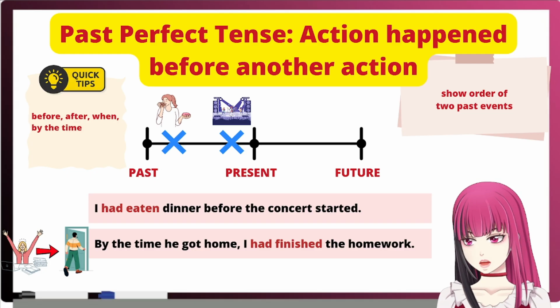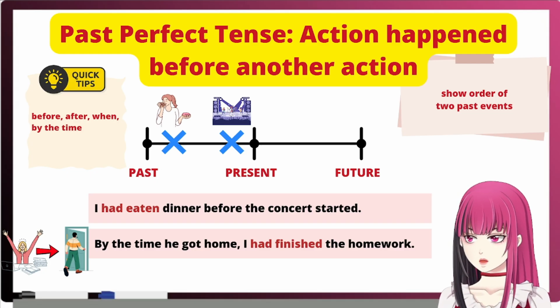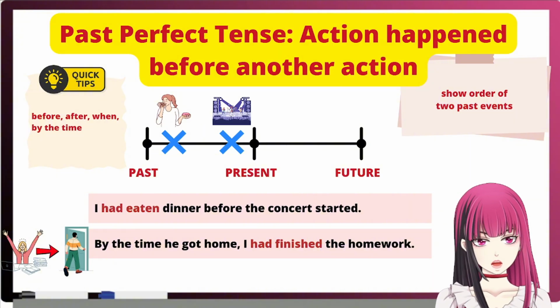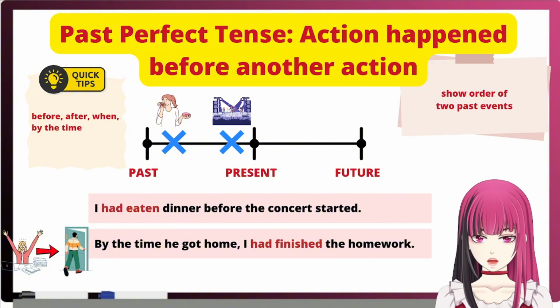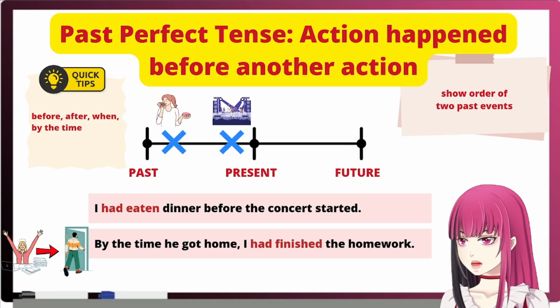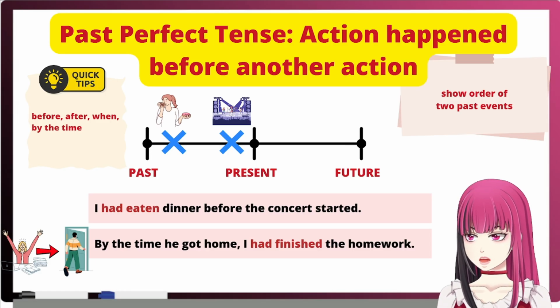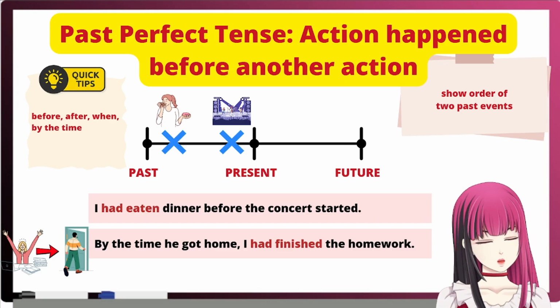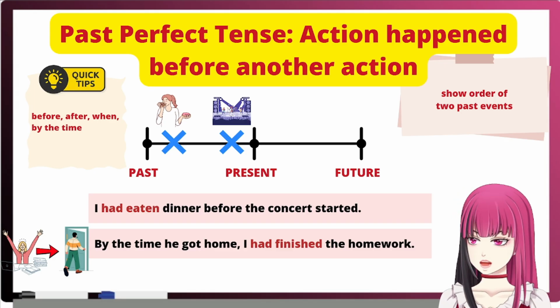I had eaten dinner before the concert started. I had eaten dinner. This is the first action. The concert start is the second action. By the time he got home, I had finished the homework. This means that I finished the homework first, and then he got home.